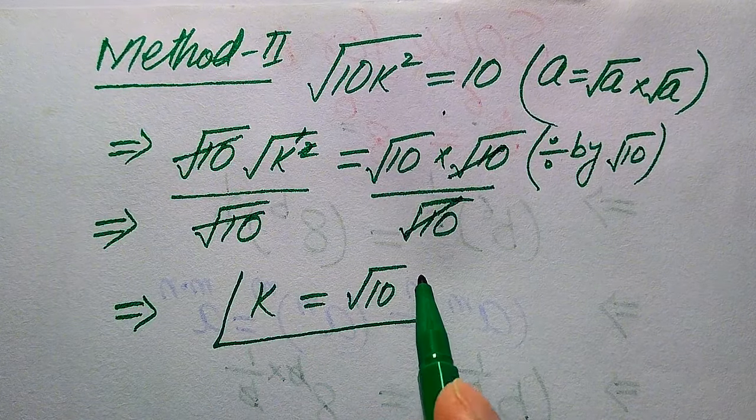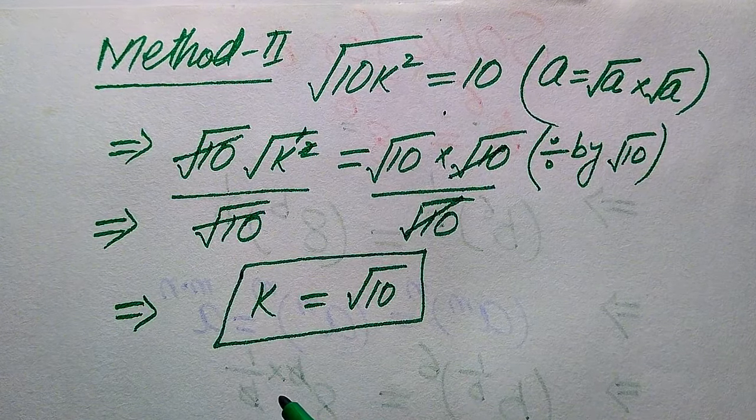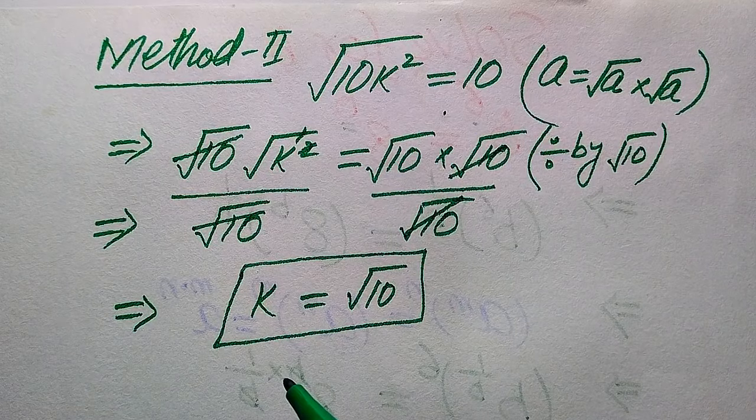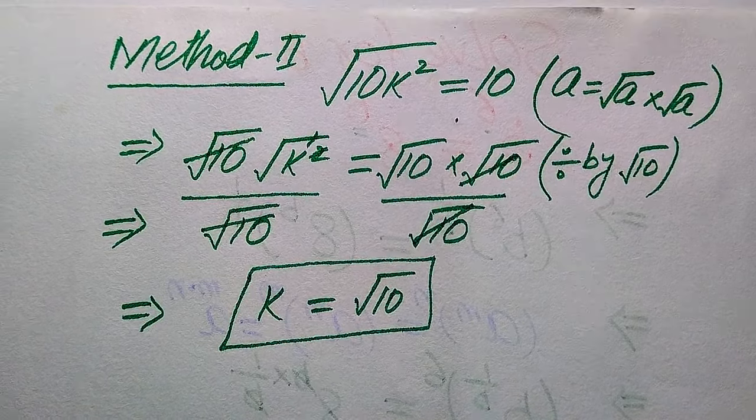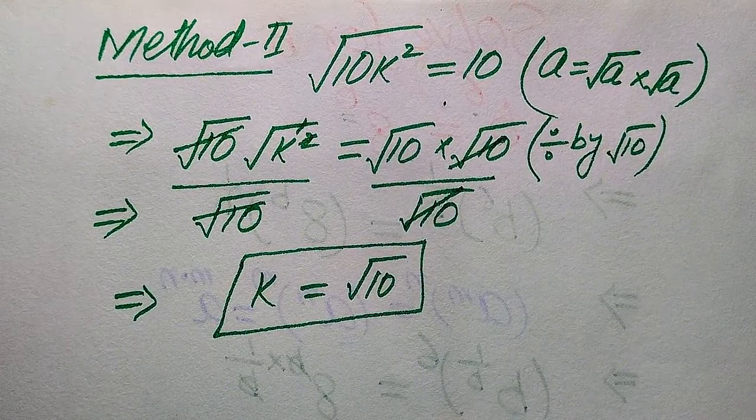So this is the value of k, and here you see that our second method is a very smart way in which we can easily get the values of k. So this is the final answer, and thank you so much for watching this video.